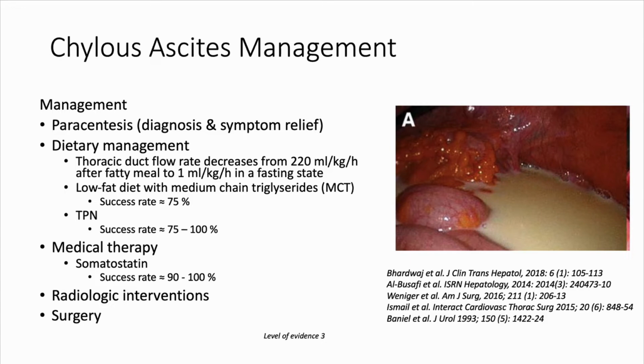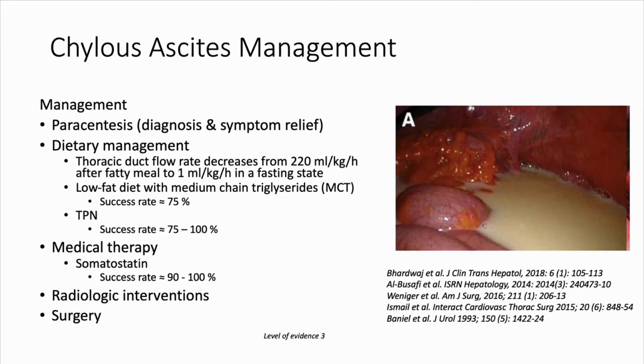And in most of these cases with dietary management, we can reduce the flow of chyle so that the lymphatic injury can close spontaneously. And based on the literature, placing a patient on a low-fat diet with medium-chain triglycerides has a success rate of approximately 75%. And if this method seems to be unsuccessful, then placing a patient on bowel rest and TPN has maybe a little bit higher success rate, between 75 and 100% in the literature.